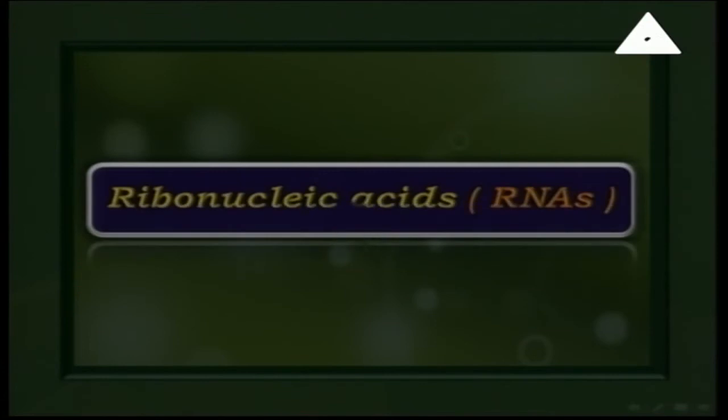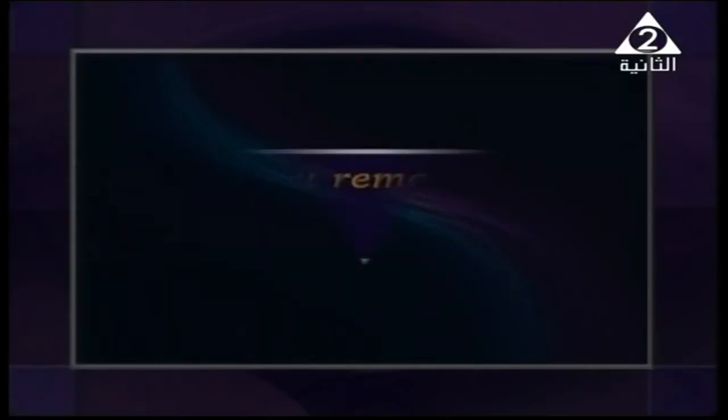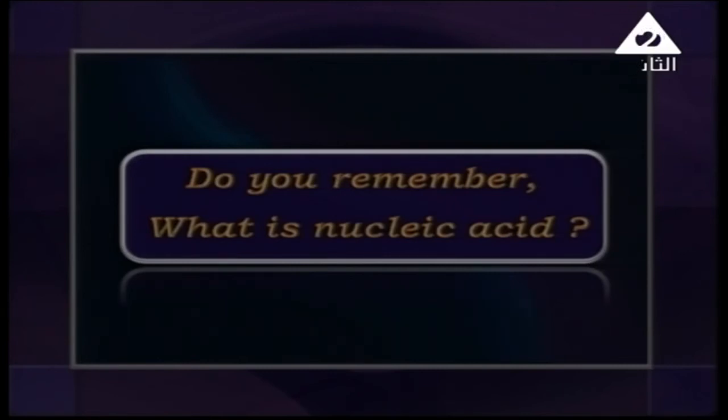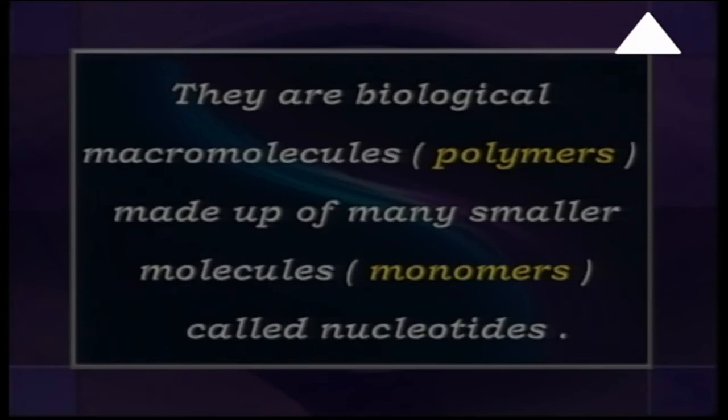Let's talk about ribonucleic acid, or RNA. But before explaining RNA, I'm going to remind you what nucleic acid means. Do you remember what nucleic acid is? They are also called biological macromolecules or polymers. Polymers mean made up of many smaller molecules. They are called monomers. But in this case, the monomer is the nucleotide.